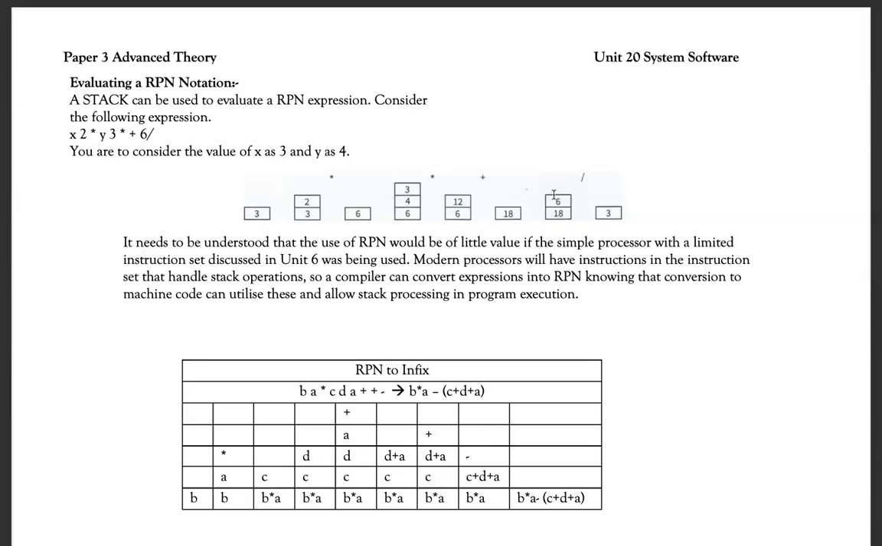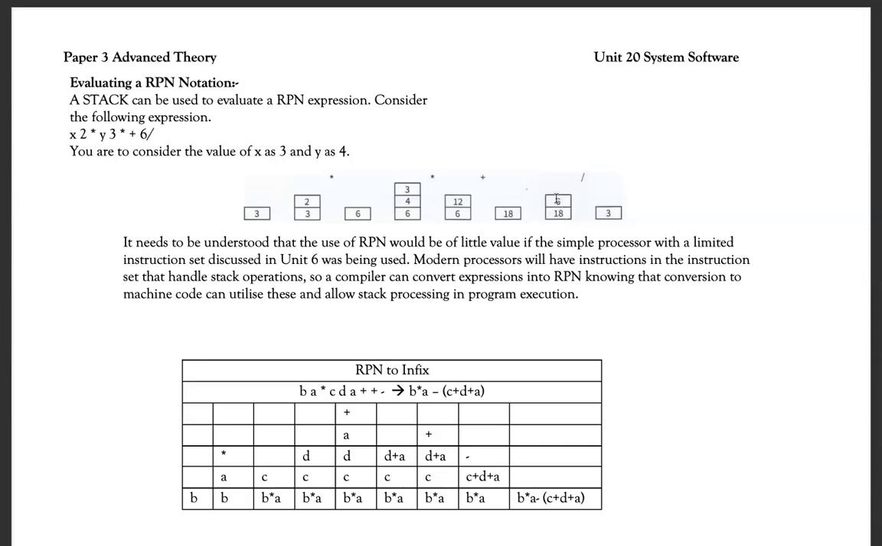This is significant, especially when we're talking about subtraction and division. Multiplication, addition makes no difference, but subtraction and division does. So how will this statement be treated? Well, we've got 18 divided by 6. So 18 divided by 6 will result in 3.